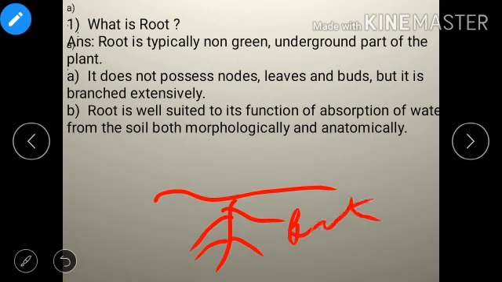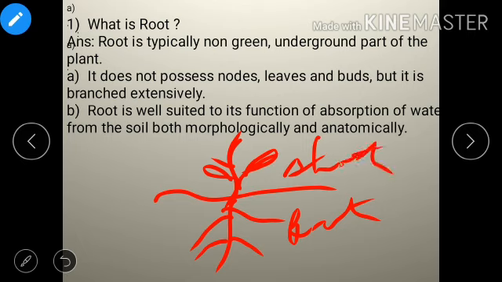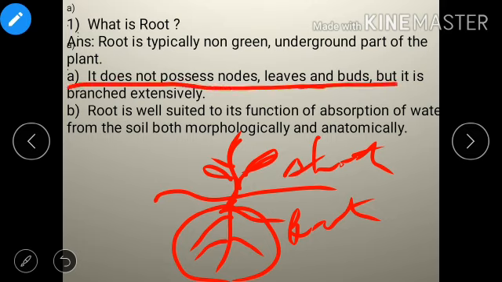In this, chlorophyll is not present, whereas the shoot which grows above the ground has leaves, nodes and buds, and this shoot has green color which helps to prepare food material, whereas root does not have leaves, buds and nodes, but it is branched extensively. Okay, that you can see in the second point. It does not possess nodes, leaves and buds, but it is branched extensively.